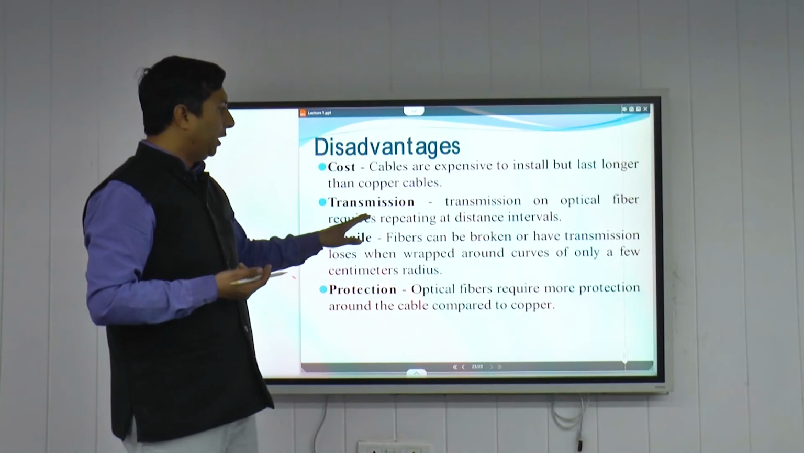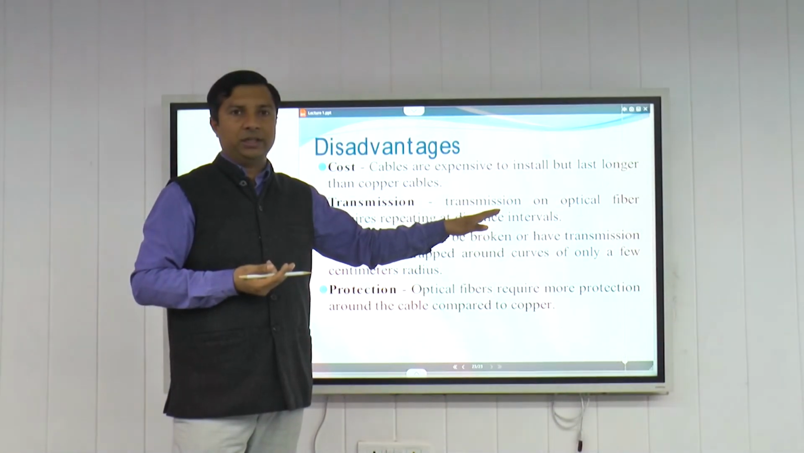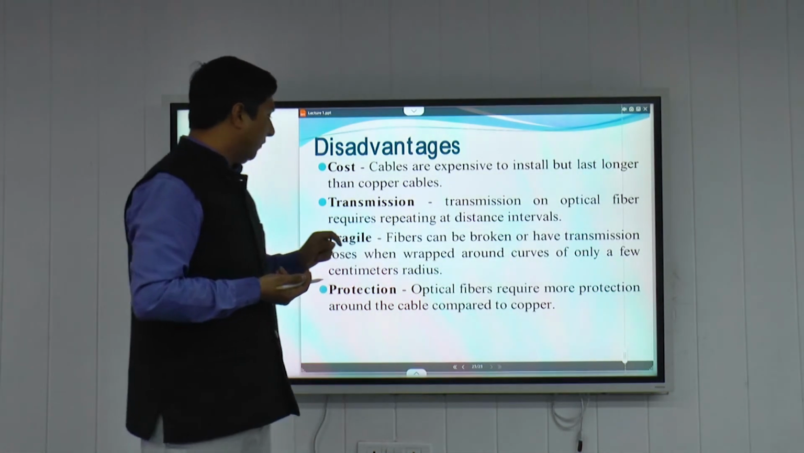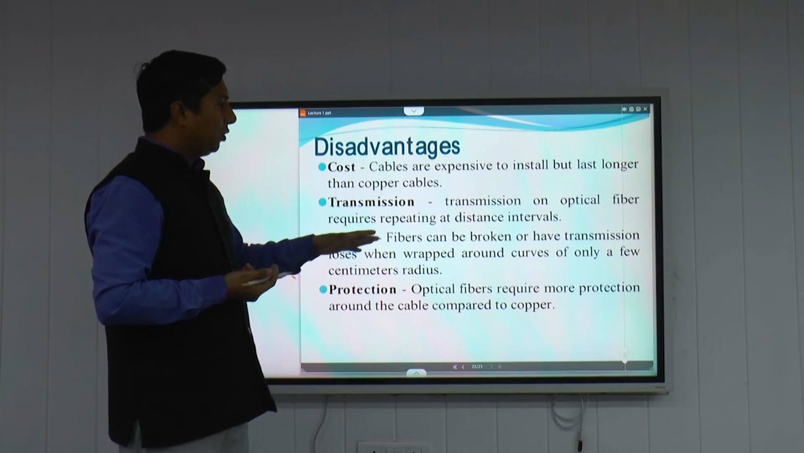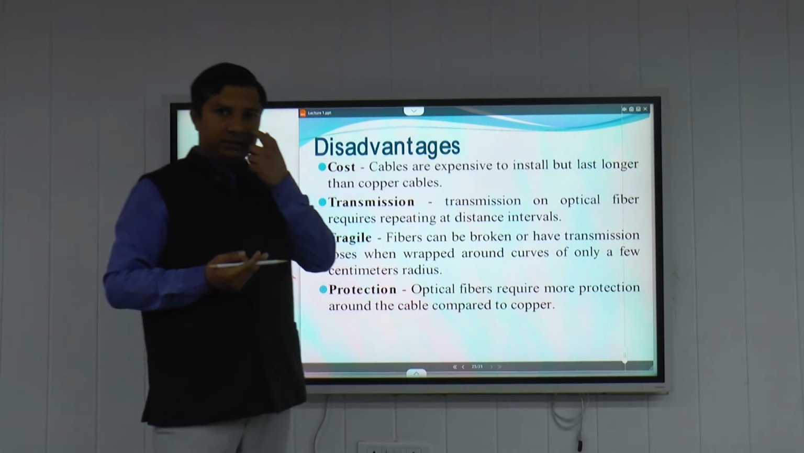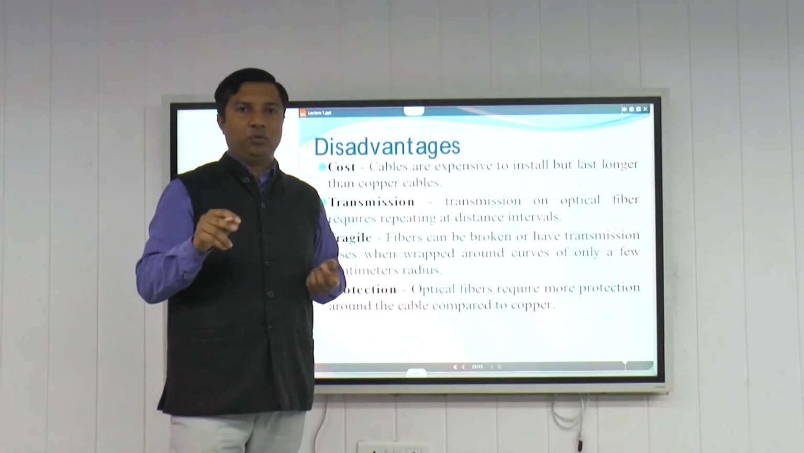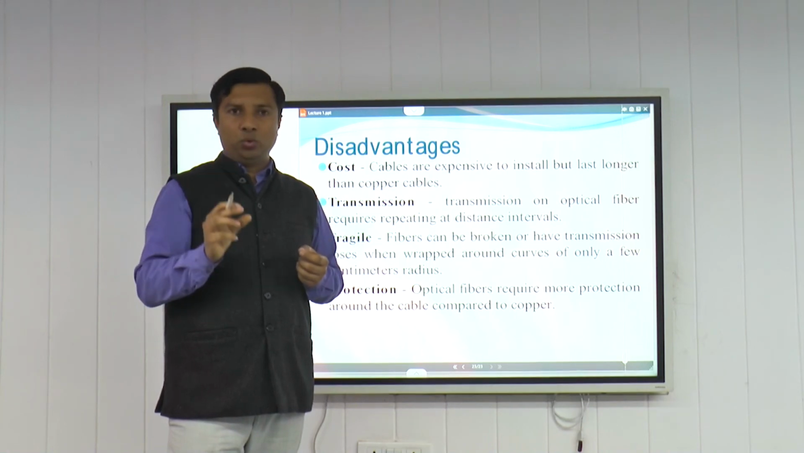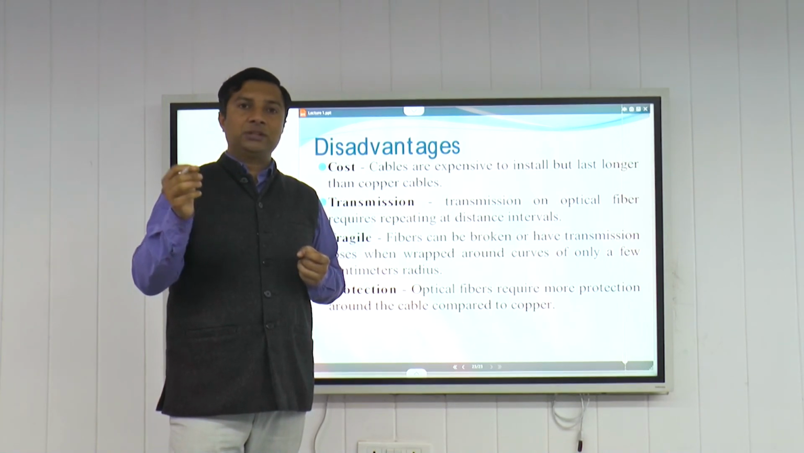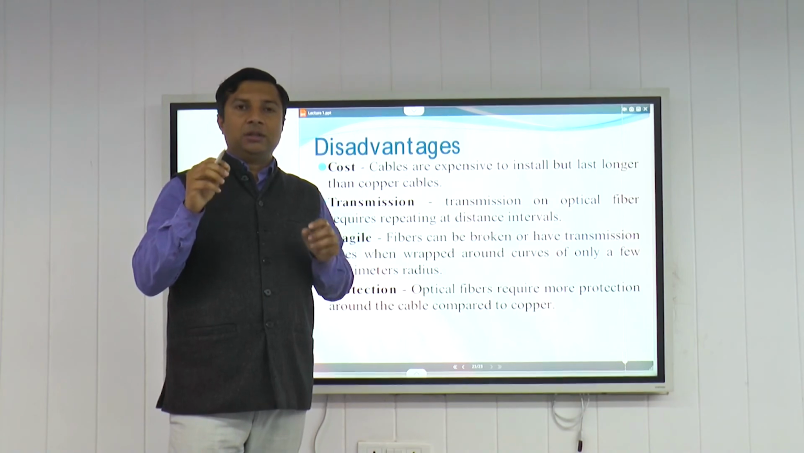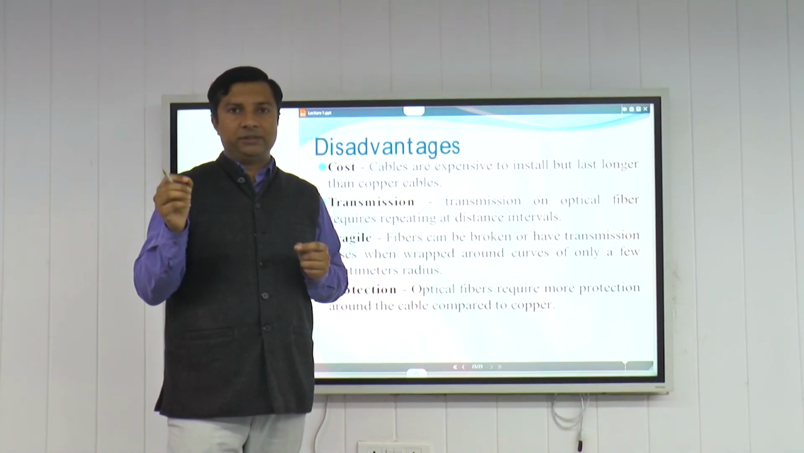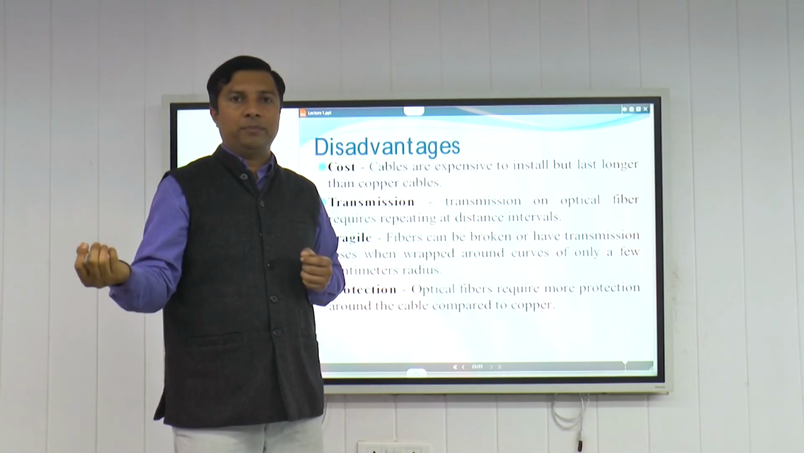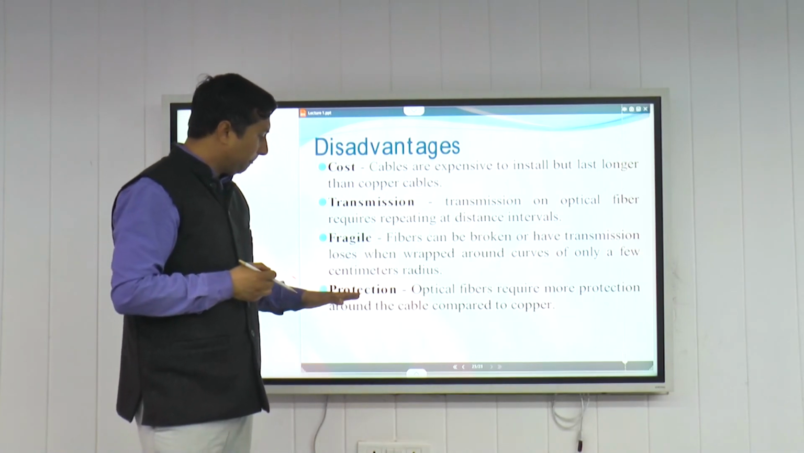Transmission over optical fiber requires repeaters at distant intervals. Fragile: fibers can be broken or have transmission losses when wrapped around curves of only a few centimeters radius. So you should be very careful that if you make a bundle of optical fiber cables, the radius should not be too low. Otherwise, after certain centimeters, total internal reflection will not take place, and once total internal reflection does not take place, your signal will not come out of the second end. So that will be a data loss.